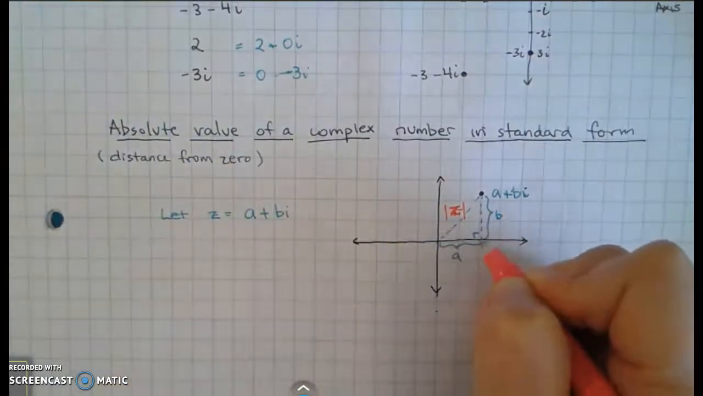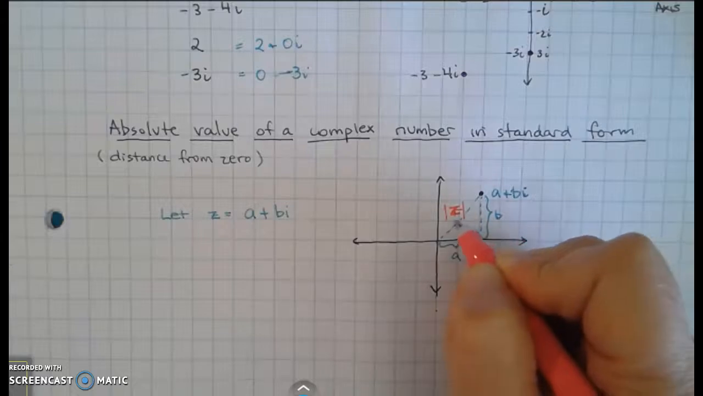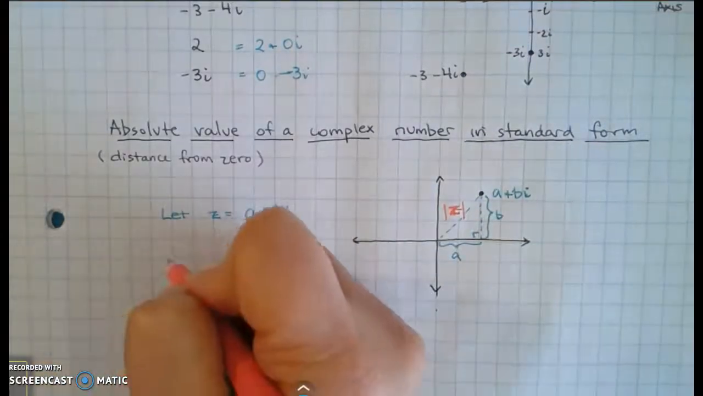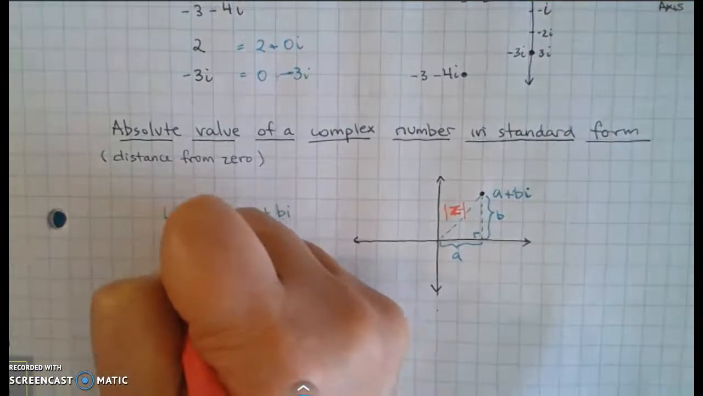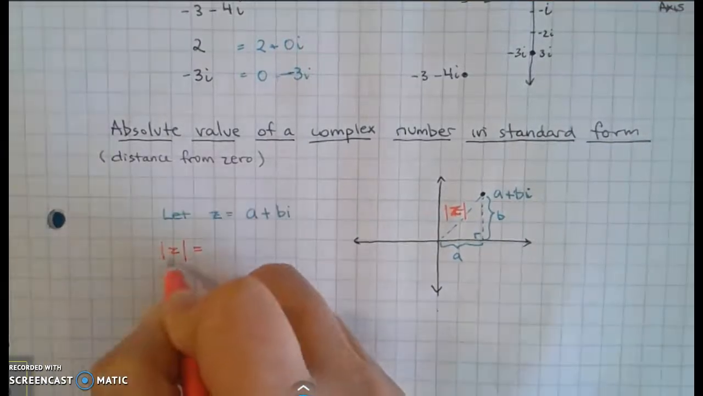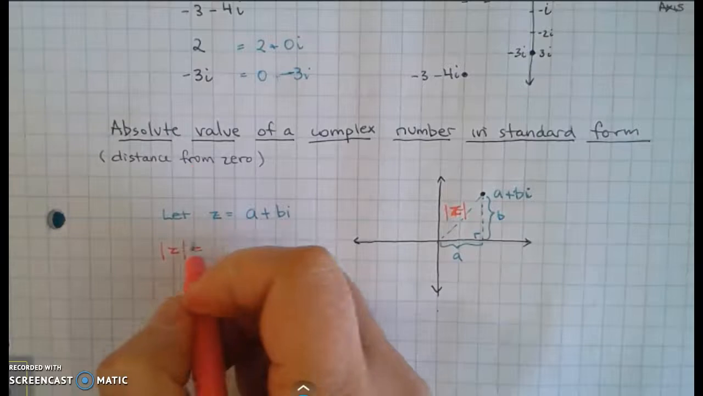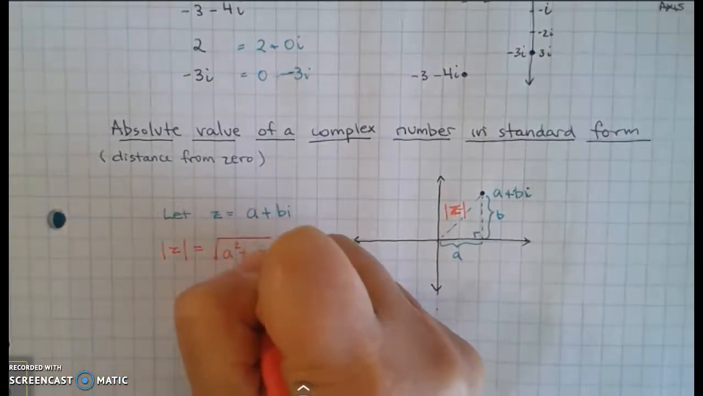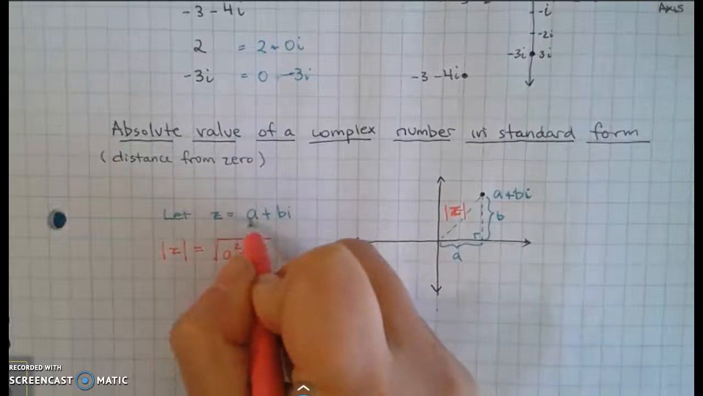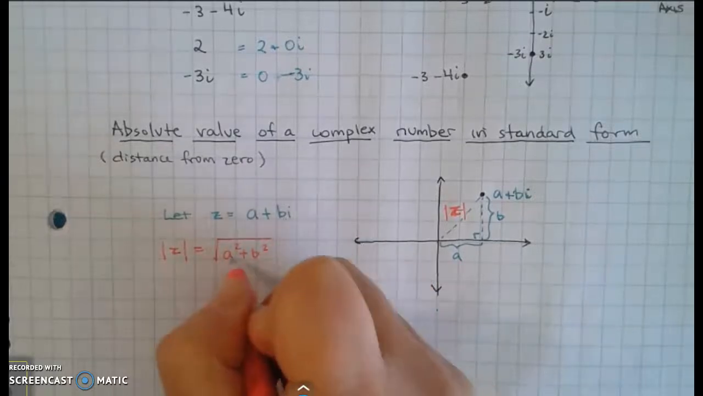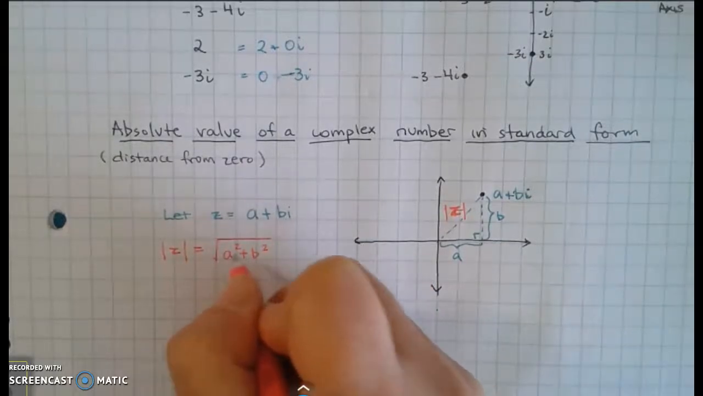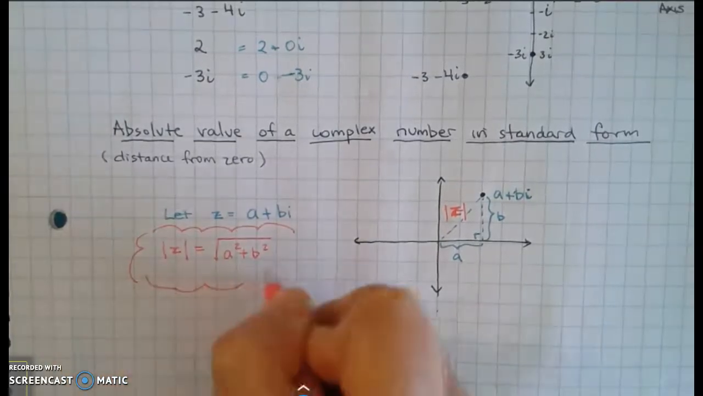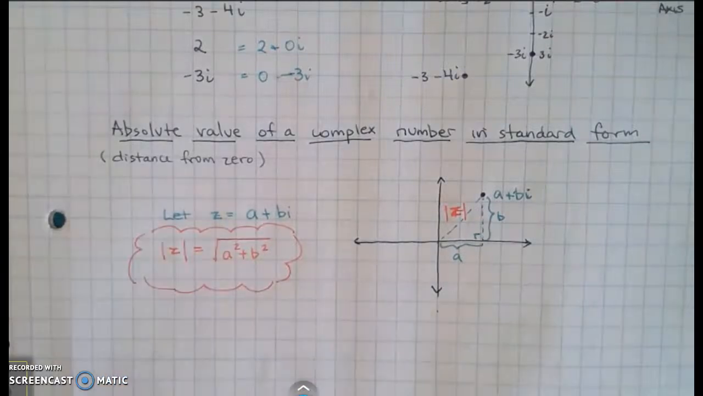How do I find this distance? That is just using the Pythagorean theorem. A squared plus b squared is this distance squared. So you can say that the absolute value of z, the complex number, is going to be the square root of a squared plus b squared. Whatever the a value is and whatever the b value is, you square each of them, add them, and take the square root of it. So that is the formula for the absolute value of a complex number.